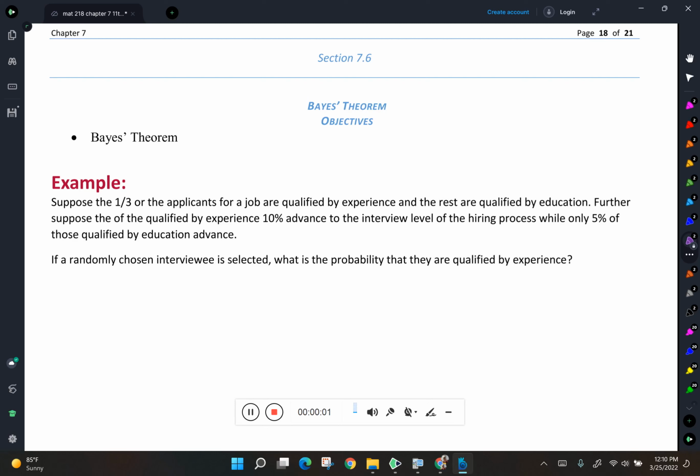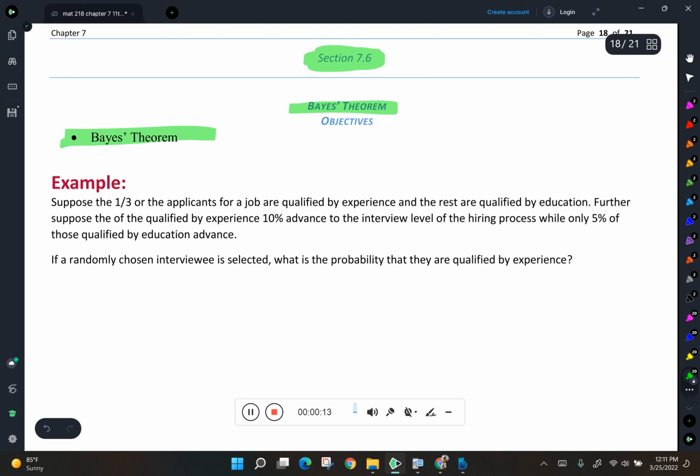Okay, so welcome to section 7.6. In section 7.6, we're going to be taking a look at something called Bayes' Theorem. In fact, that's the only objective we have here. Bayes' Theorem. Okay, so start out.